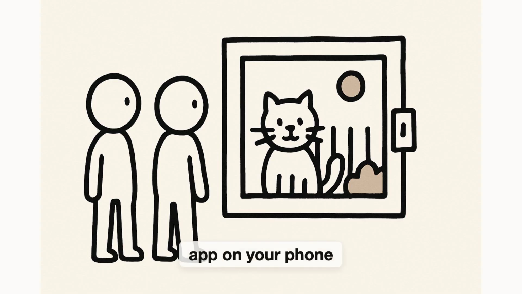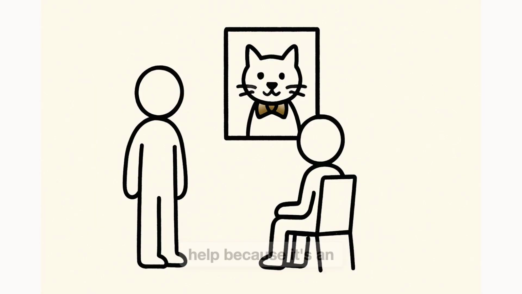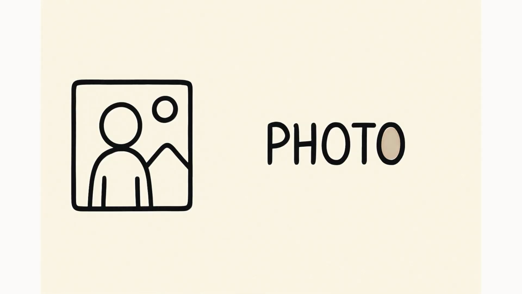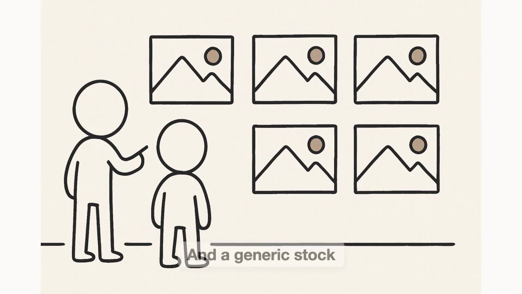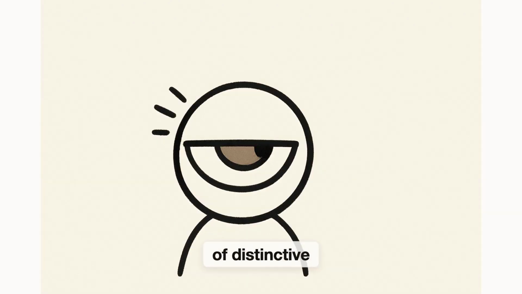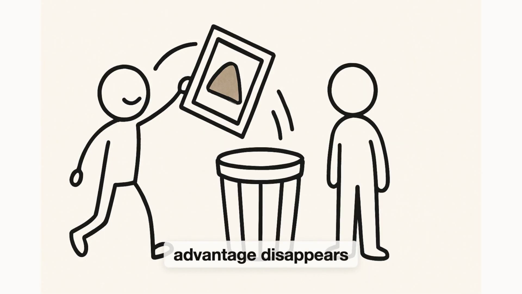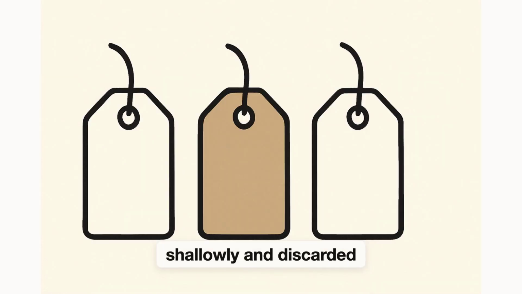So why doesn't the app on your phone just do this for you? It places a clean stock photo of a cat beside the word. In theory that should help because it's an image, but it breaks 2 of the principles at once. The photo doesn't interact with the sound of the word, so nothing binds. It just sits next to the text, and a generic stock image is the opposite of distinctive. Your visual system has seen thousands of them, so the von Restorff advantage disappears. A polished, familiar picture is processed shallowly and discarded.